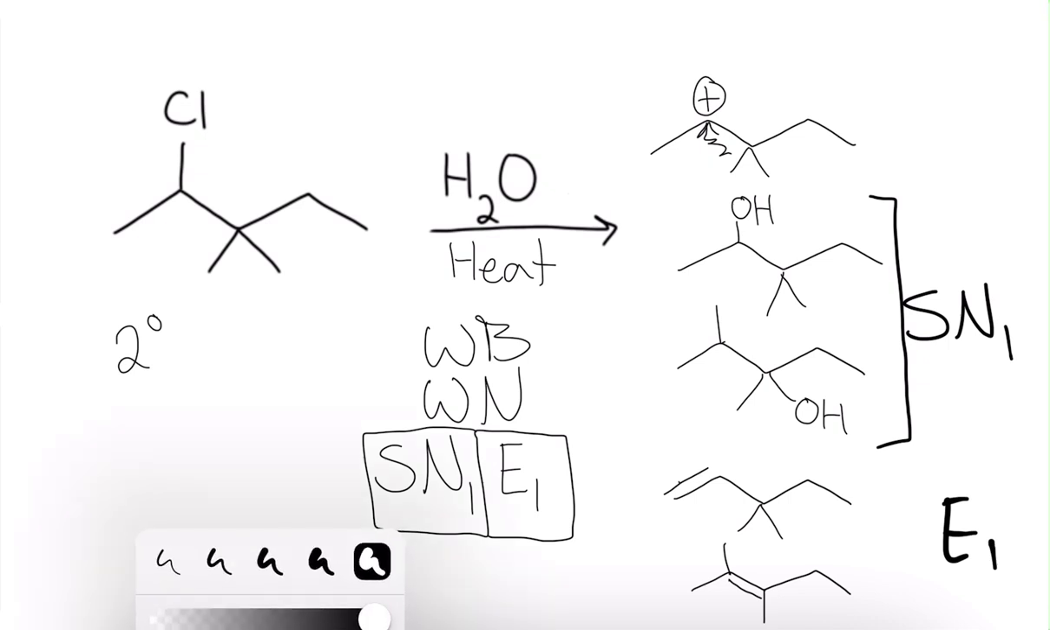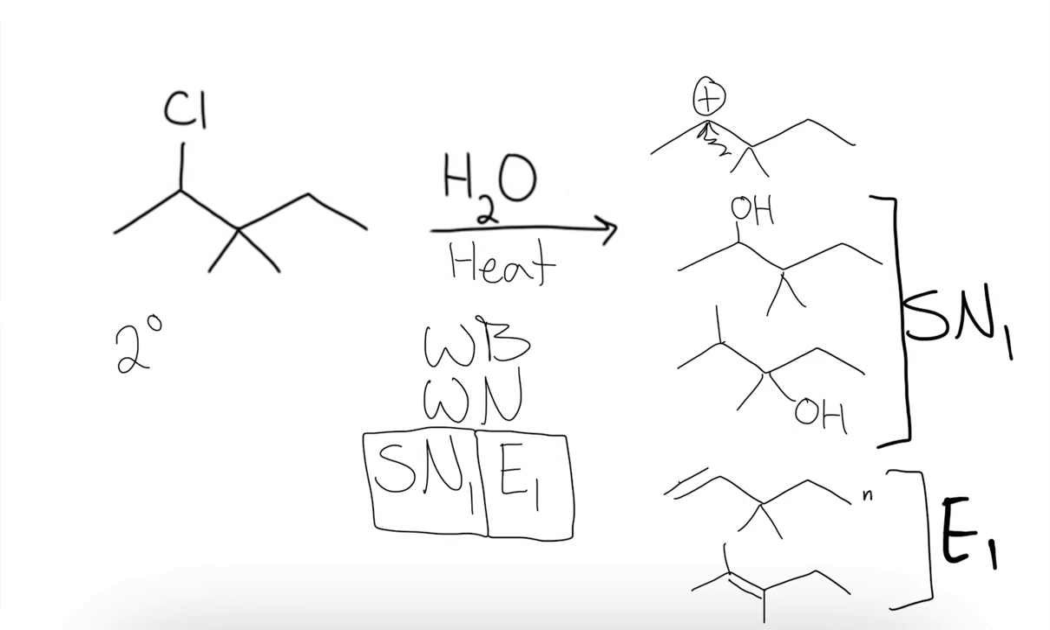Now, one of the E1s is going to be way more stable than the other. So our one on the top is our minor, and the one on the bottom is our major. And then I'll just block this off so people can see the carbocation rearrangement taking place. And that is how you solve this problem.